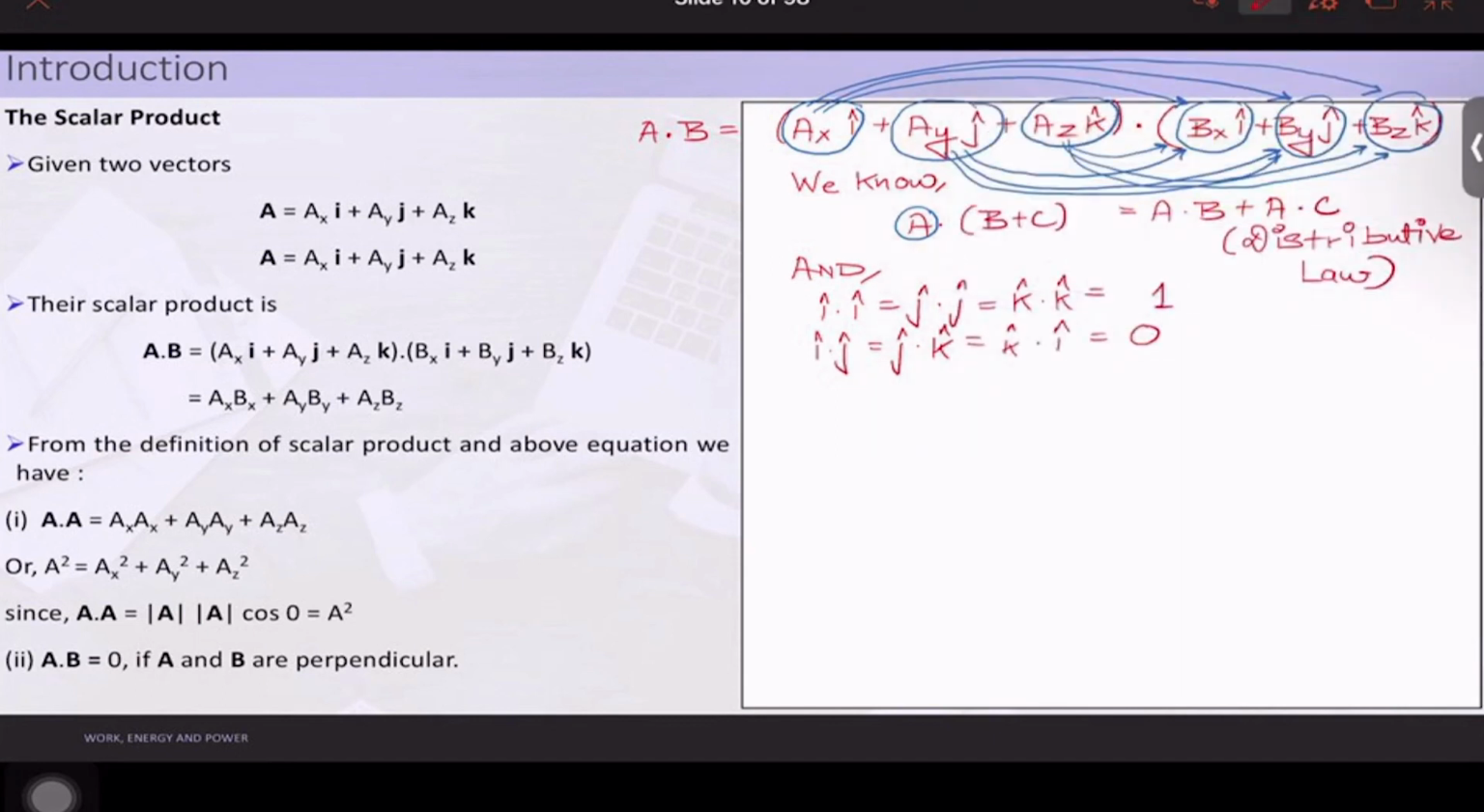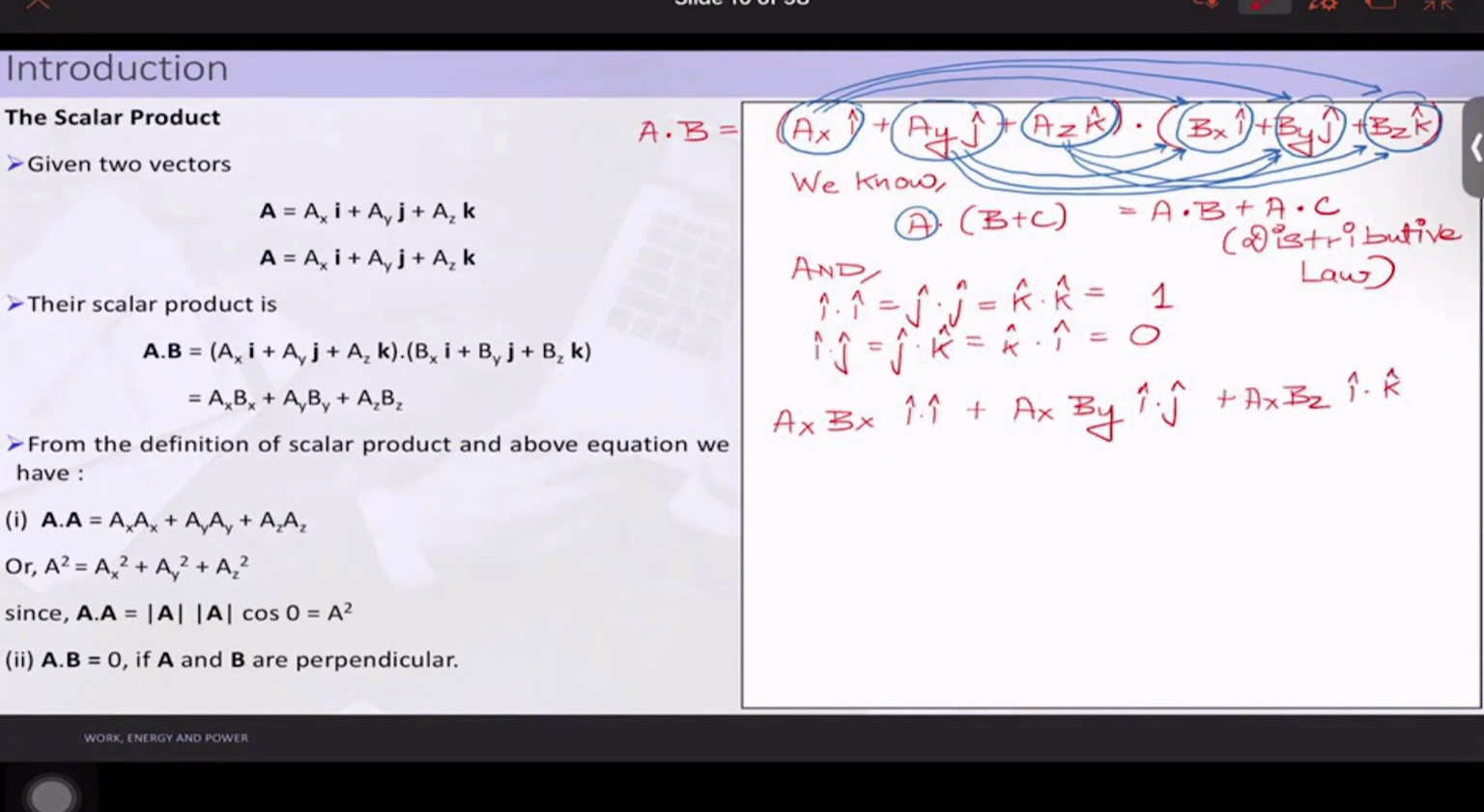Okay, so let me do it. So it is nothing but AX BX I cap dot I cap. So magnitudes will be multiplied with magnitudes, vectors will be multiplied with vectors. So because it is dot, we will add a dot here. Okay, so you can see clearly dot is being added, which is equal to, not like this, let me go in steps only, plus AX BY I cap dot J cap plus AX BZ I cap dot K cap.